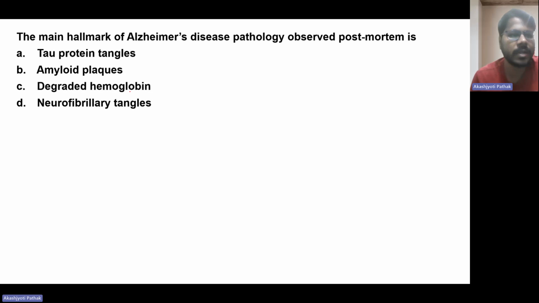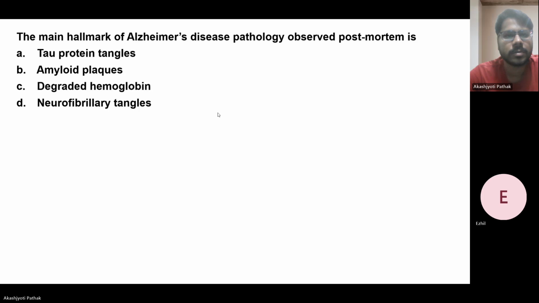Now, this third question is asking: what is the main hallmark of Alzheimer's disease pathology observed post-mortem? Okay, what are the options? They are tau protein tangles, amyloid plaques, degraded hemoglobin, and neurofibrillary tangles.